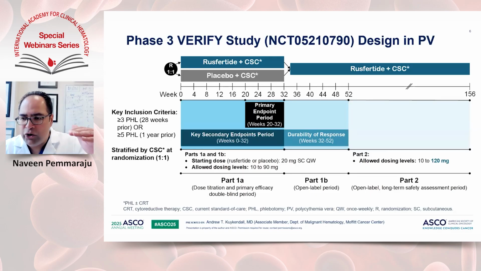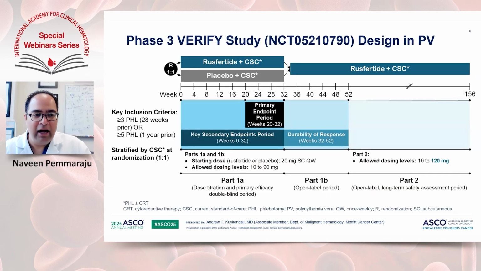You can stay on your concomitant therapy if you're already on it, but still be needing phlebotomies. And so the phase 2 was a positive study published in the New England Journal last year and led to this phase 3. So here you go. Key inclusion: 3 or more phlebotomies in the six months prior. That's pretty phlebotomy dependent, or 5 or more in the prior year. And then you're stratified by your concomitant standard of care therapy, CSC, randomized 1-to-1.